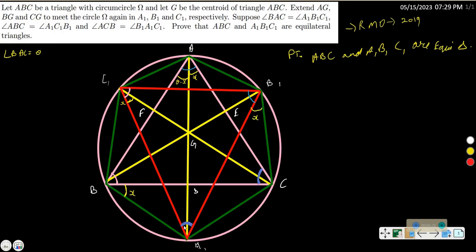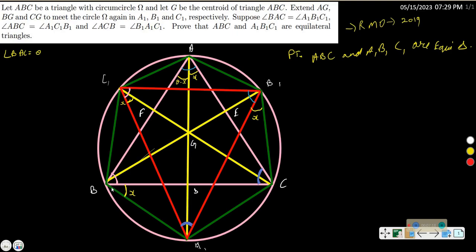Now taking this as the base, wait, wait a moment, this angle, right, that would be wrong.